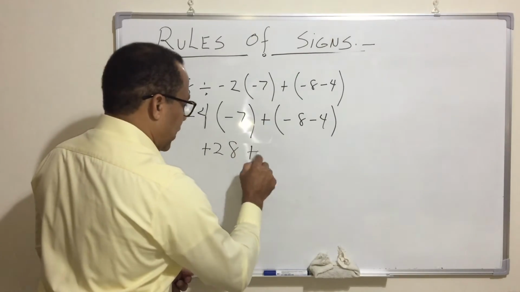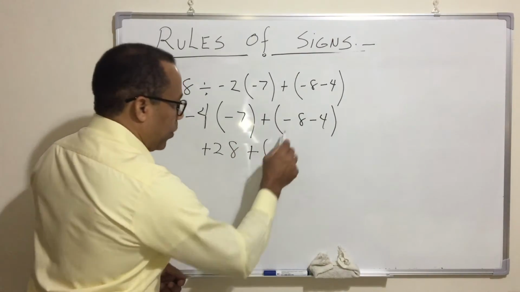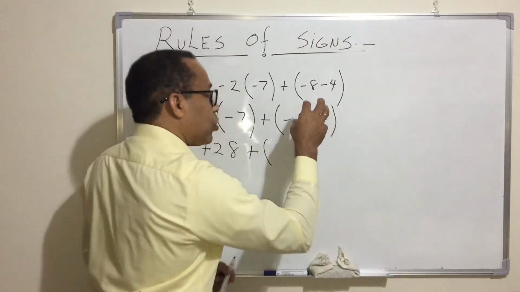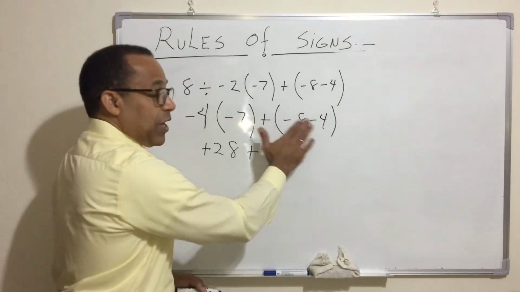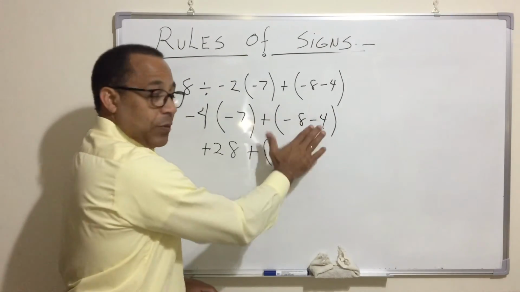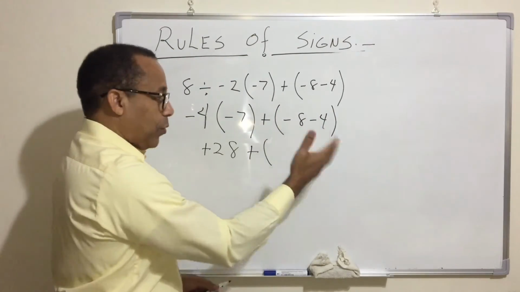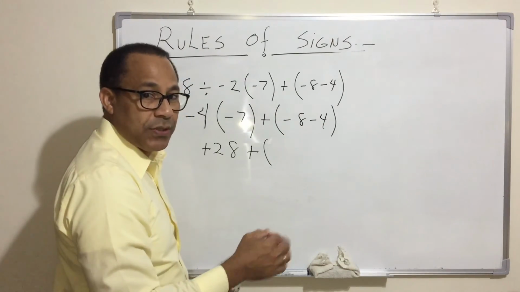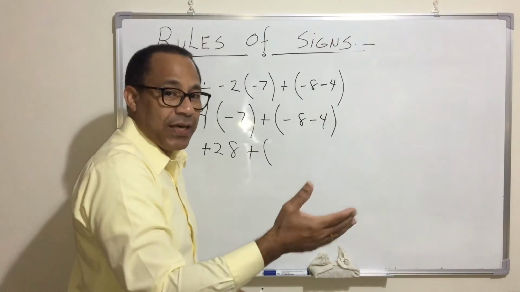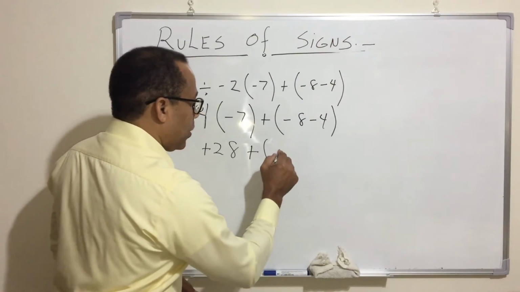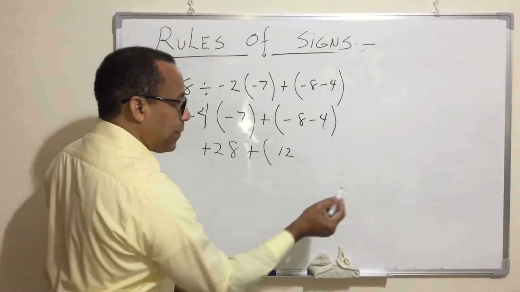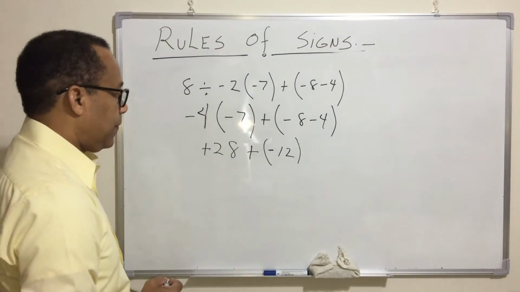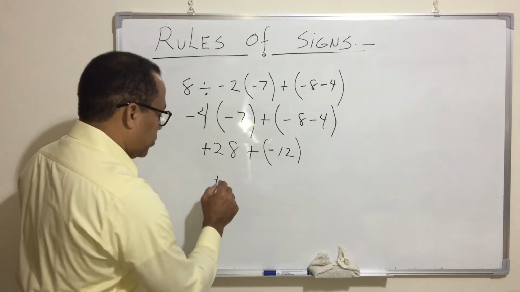Bring down the plus sign, and now I'm going to solve this operation. And the rules of signs in addition and subtraction, because there's no multiplication here. We are adding and subtracting. And again, the rule says, when the signs are the same, we add the numbers and we copy the same sign. When you add 8 and 4, you get 12. And you copy the same sign, which is negative 12. Close parenthesis. Bring down the plus 28.